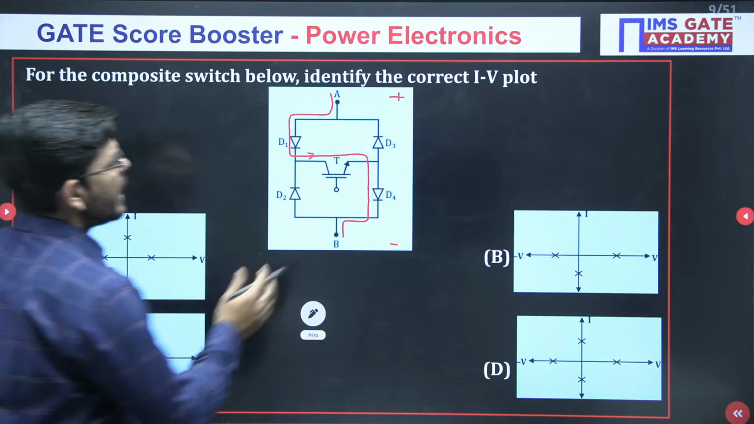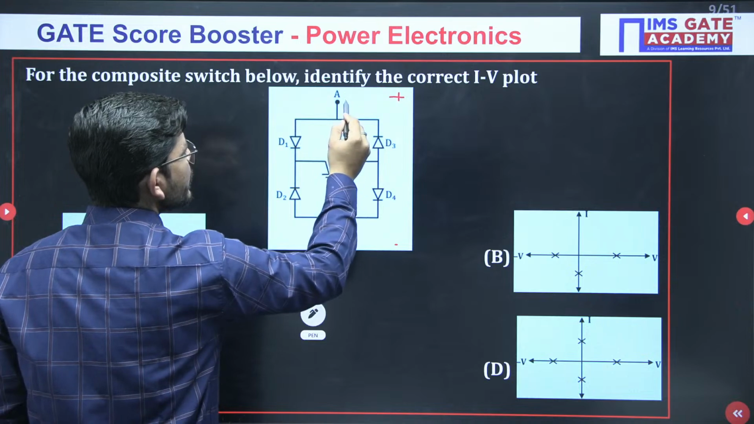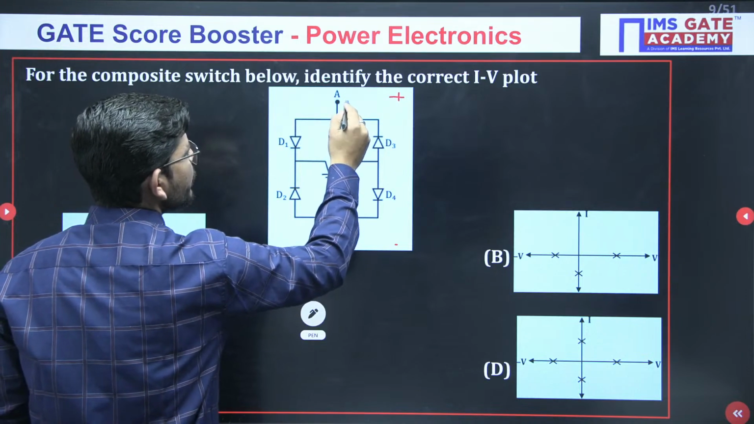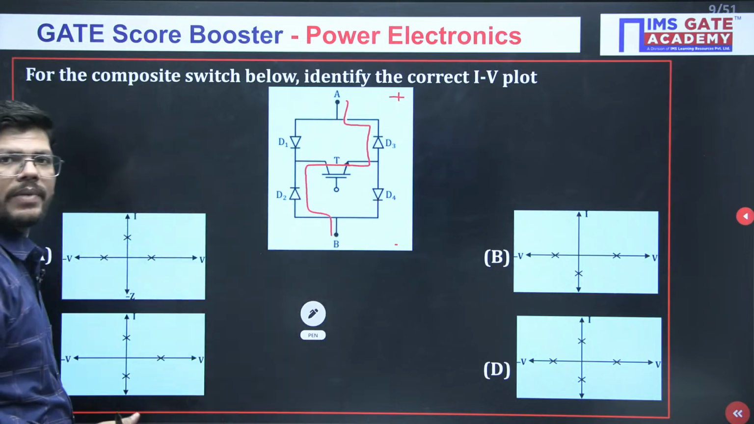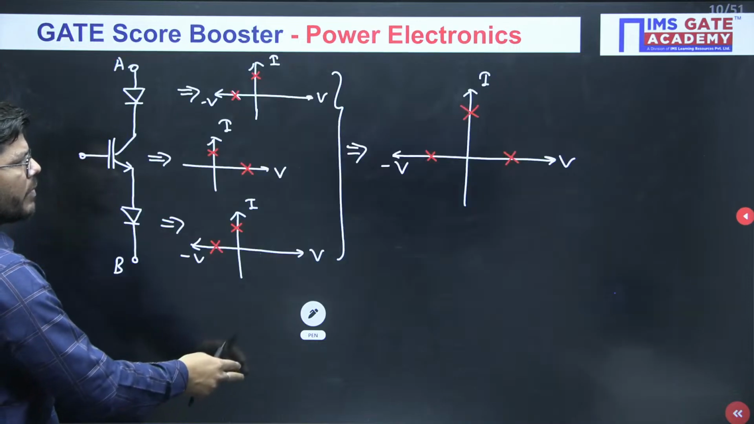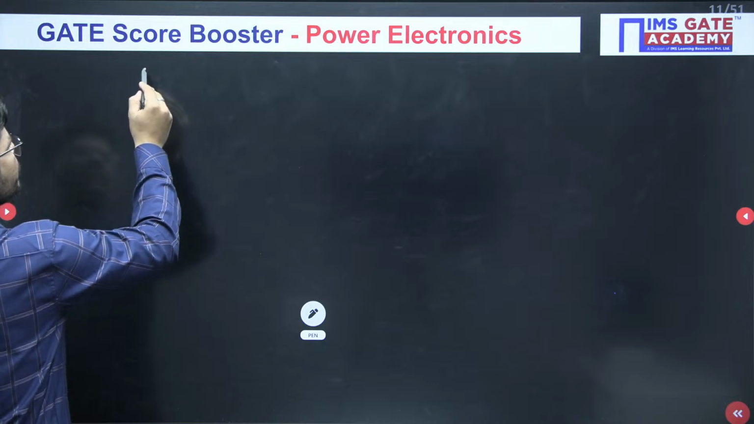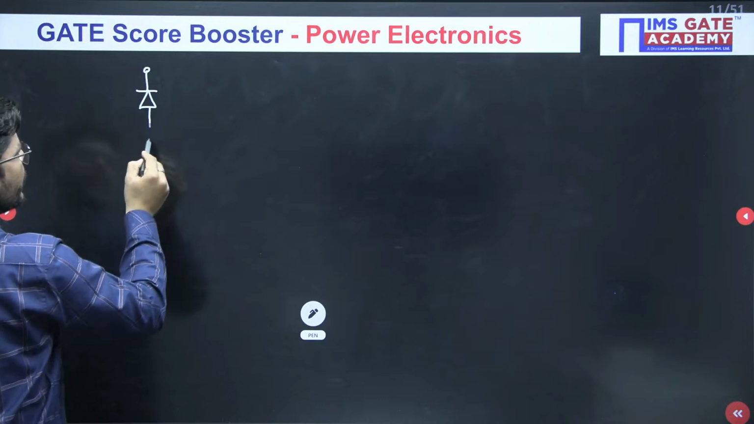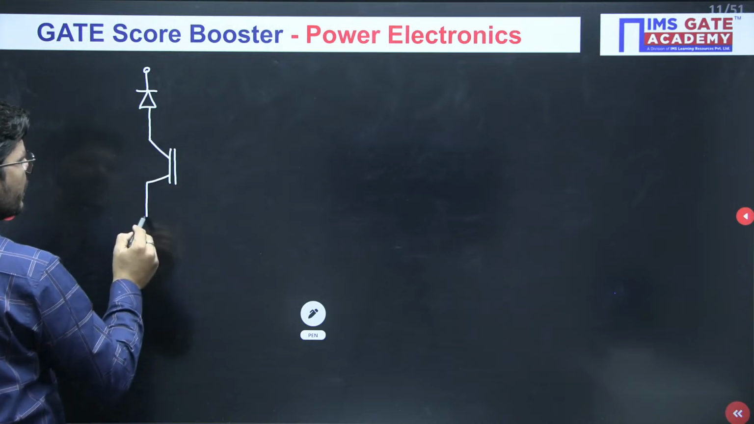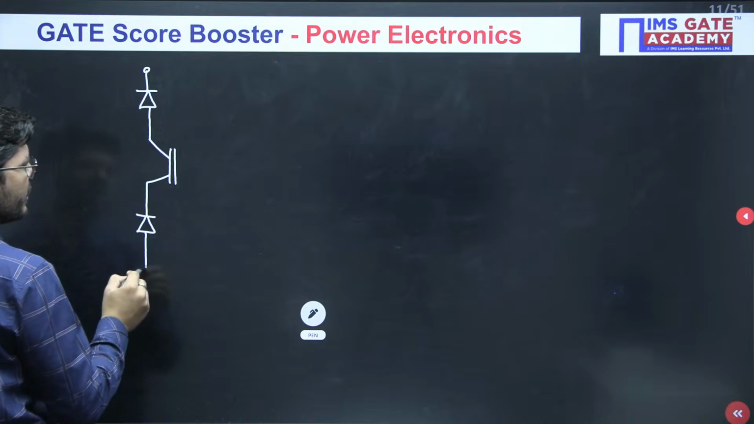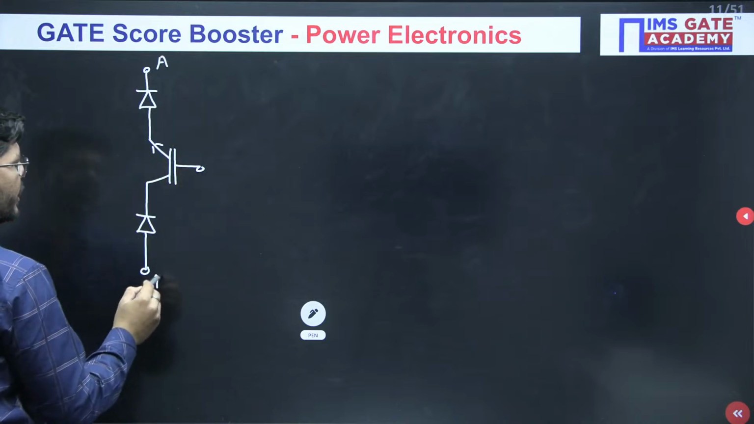Now if you look into this switch, we have another combination available as well, in which we may go like this. Just see, this can be another path, isn't it? So if we just draw this particular path, what will we be getting here? So see, we have this diode, then we have an IGBT, then again we have a diode like this. And this point is A, this point is B.